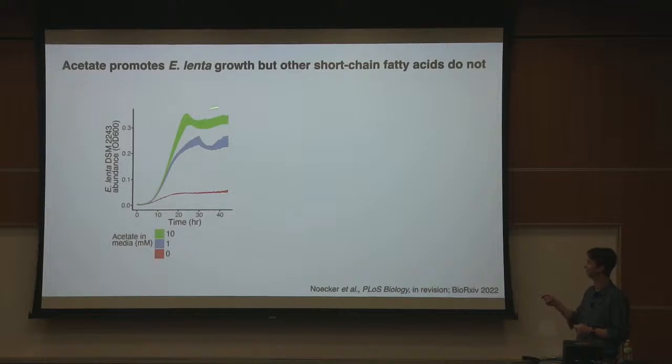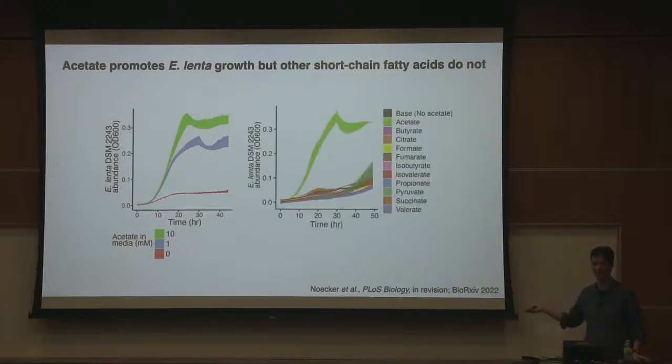And so these are just repeat growth curves. You can see the no acetate condition, it grows a little bit, but not great. And then adding higher and higher levels of acetate gets you more Elenta growth. This effect is also really specific to acetate. So if we look at other short-chain fatty acids like butyrate or related compounds, we don't see any effect. But again, we see that acetate promotes growth.